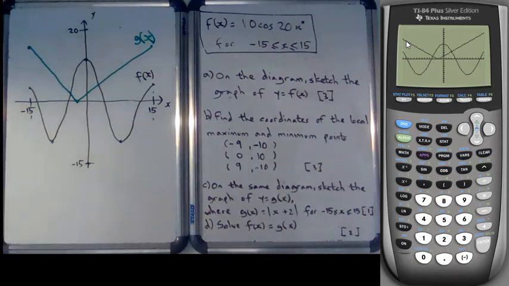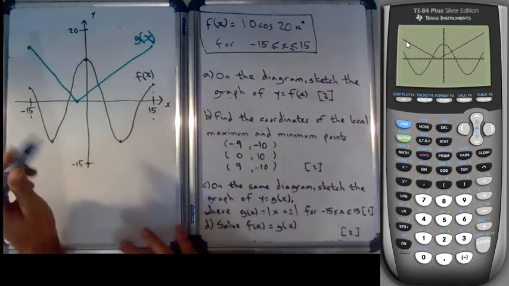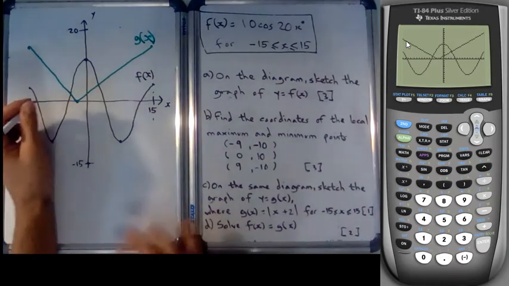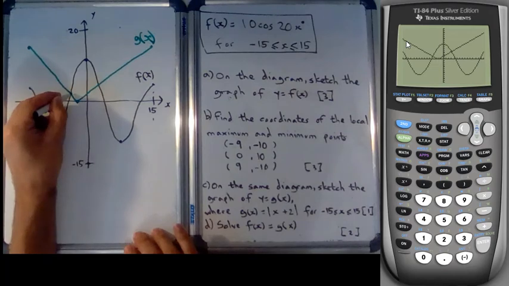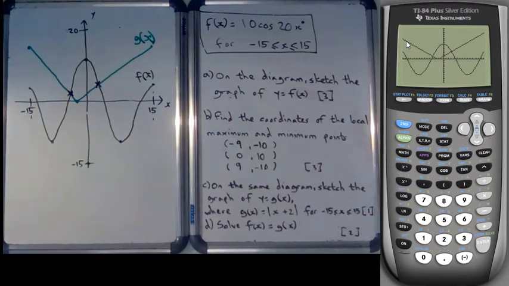Okay, final part. Solve f of x equals g of x. Now, when two functions are equal, so remember this is 10 cos 20x, so the black line needs to be equal to the absolute value of x plus 2. Now when these things are equal, when their y values are the same, for what value of x do these functions give the same value? That happens in two places. It happens here, they are equal, and it happens here, basically where the lines cross, where the lines intersect.